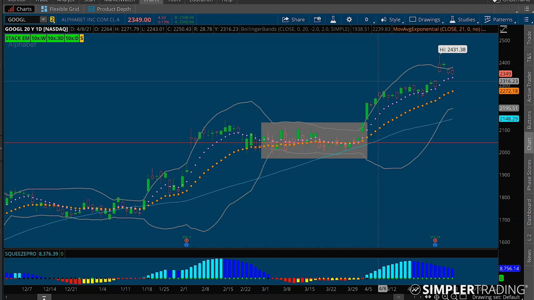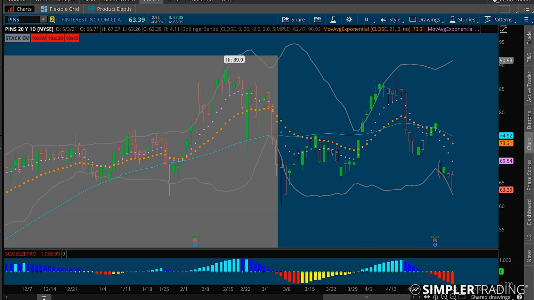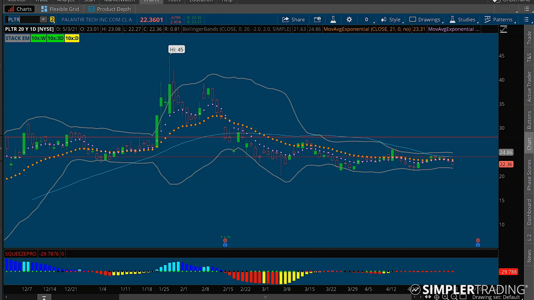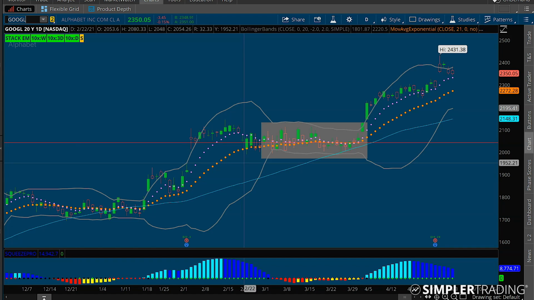That's what I like to do. It all starts for me usually with the daily chart. And hey, if you've got a weekly squeeze, now we're really talking. But at the very least, I'm going to find that daily chart. It's got to be in a good solid uptrend. So I don't want a SNOW. I don't want a PINS right now. I don't want a PTON or a PLTR. I don't want any of that. I want something like a Google, an NVDA, a Target, an Amazon, something in a really clear uptrend.